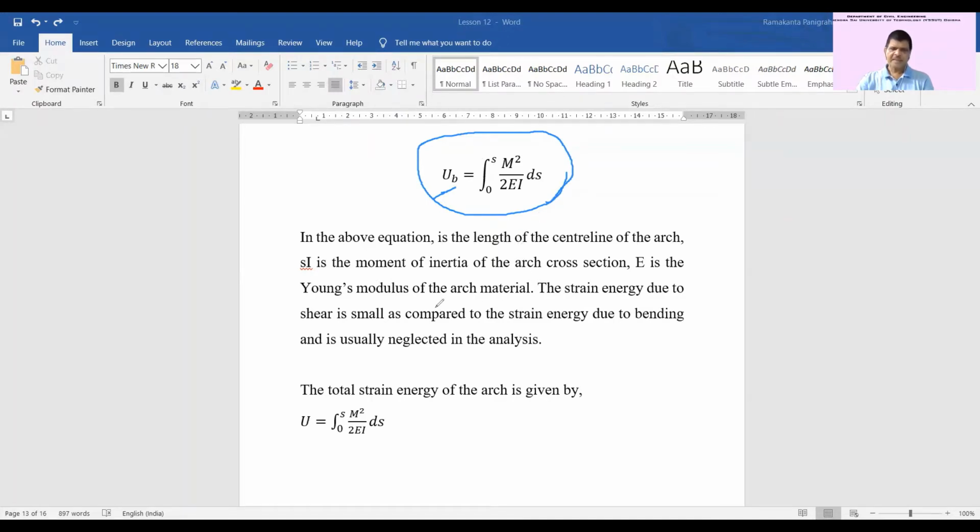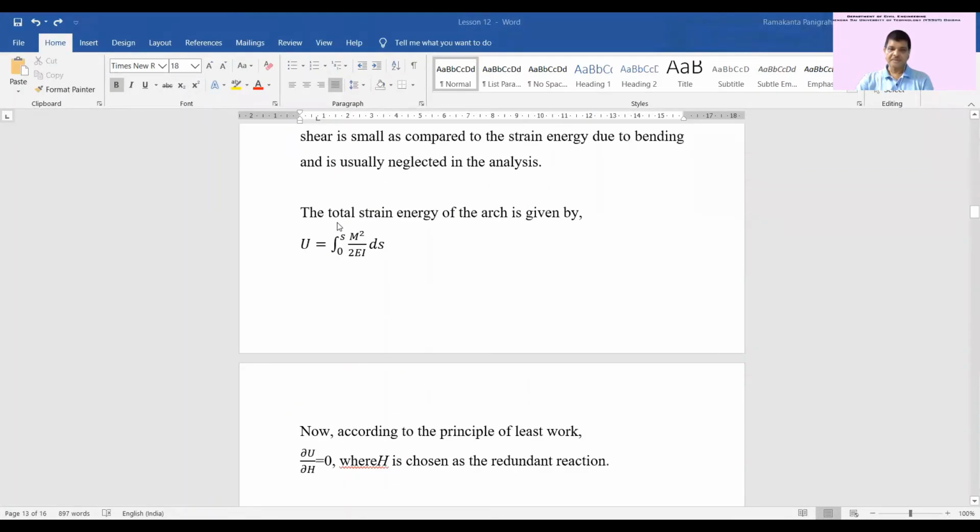E is the Young's modulus of the material. The strain energy due to shear is small as compared to the strain energy due to bending, and hence it is neglected in the analysis. You can take energy due to shear because there is a shear force, because of the vertical reaction there will be shear. So shear energy can also be included in very accurate calculations, but because the bending is very predominant, we can calculate energy by the bending equations. Now this total energy of the arch is given by only the bending. So if you take the bending energy, you can calculate this unknown value of the reaction.